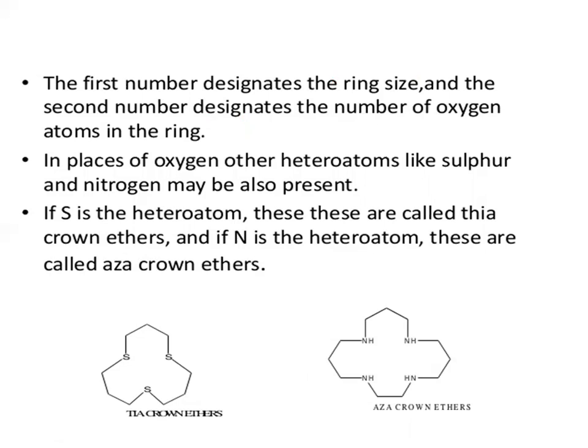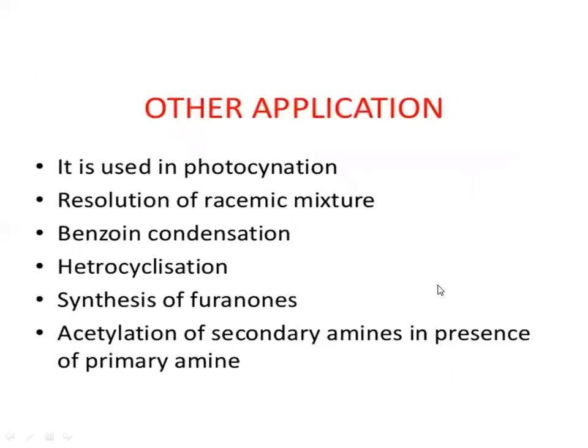Nitrogen is also used. If sulfur is present as a heteroatom, then that crown ether is called a thiacrown ether. If the heteroatom is nitrogen, then it is called an azacrown ether. There are two structures. The first one is a thiacrown ether, which contains sulfur as a heteroatom, and the second one is an azacrown ether, which contains nitrogen as a heteroatom.